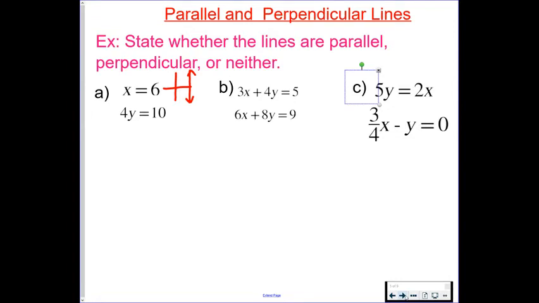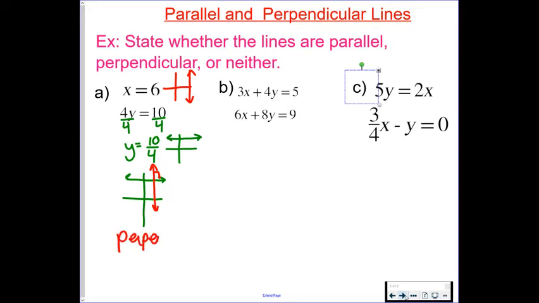Okay, there's no y, so I don't need to worry about it. 4y equals 10. Let's get y by itself by dividing by 4 on both sides, so that y equals 10 over 4. Since it's a y equals, it would look something like this, a horizontal line passing through the y-axis. If I pair those two lines together, here's my axis, there's the y equals 10 over 4, and here's the x equals 6. They are perpendicular to each other, because where they cross, they make a 90-degree angle.